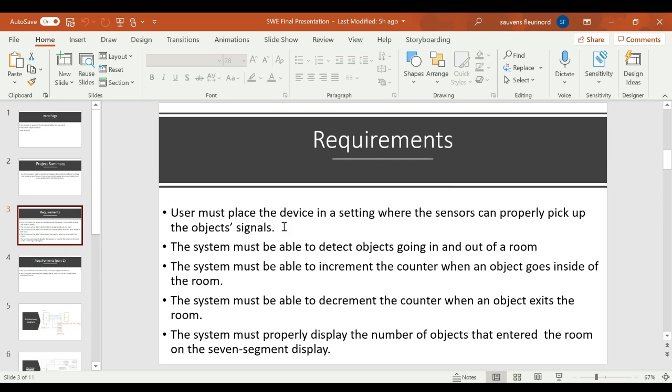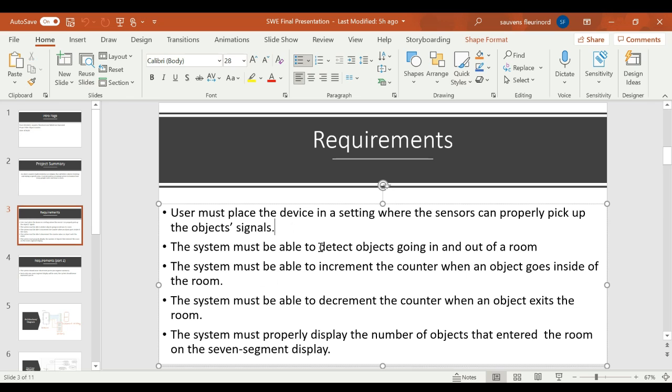So, requirements. Of course, the user has to put the system in a place where the sensors can properly read the signals. For example, I use my system at my door, because that's where everyone has to go through. Whenever someone goes inside my house, the first sensor gets activated and it increments the number on the 7 segment display. That's how many people are actually inside of the room.